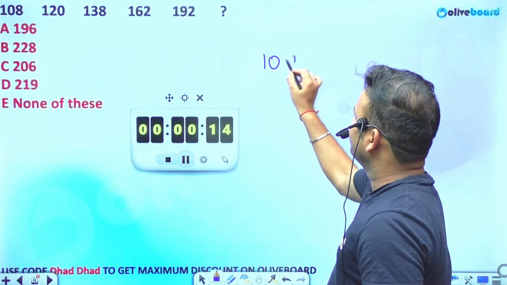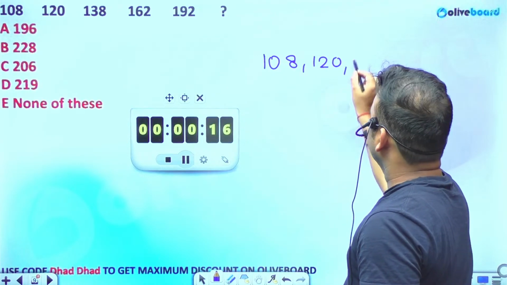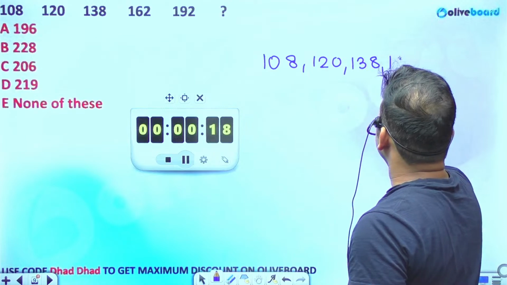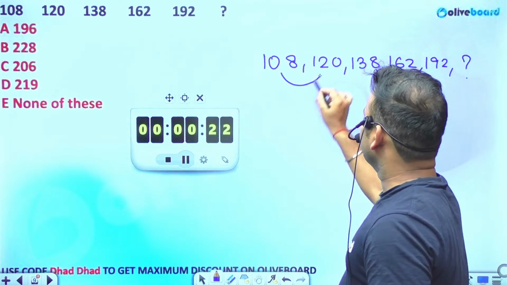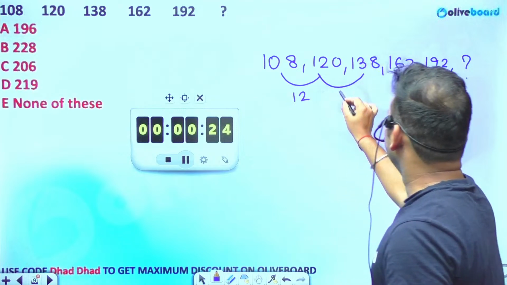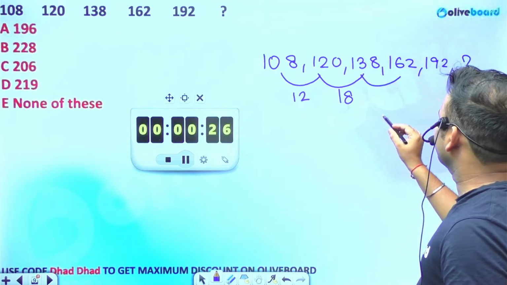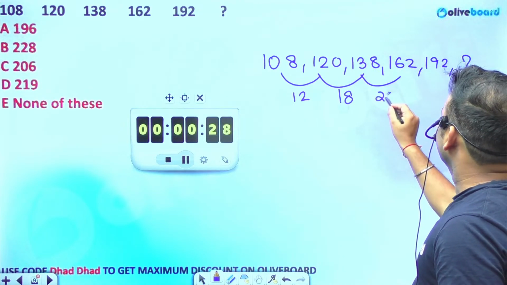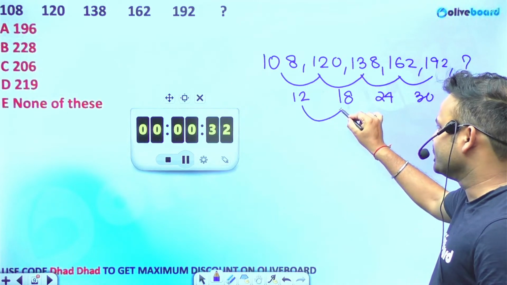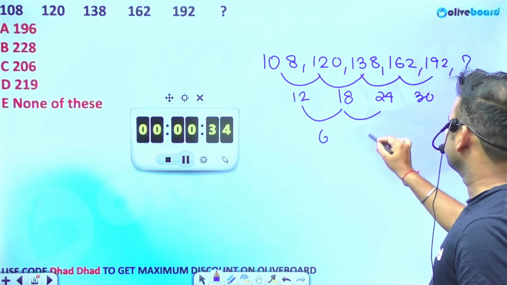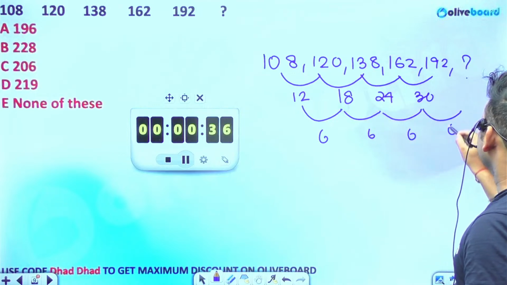108, 120, 138, 162, we have 192, and then question mark. So what about the increment? Increment is of 12, then comes 18, and what about this? So the increment is of 24, isn't it? What about this? The increment is of 30, so we can just say the double series. So this is 6, 6, 6. So here the increment will be of 36.